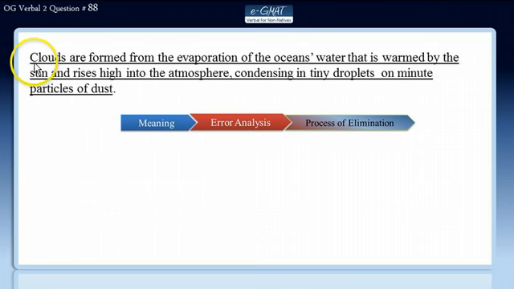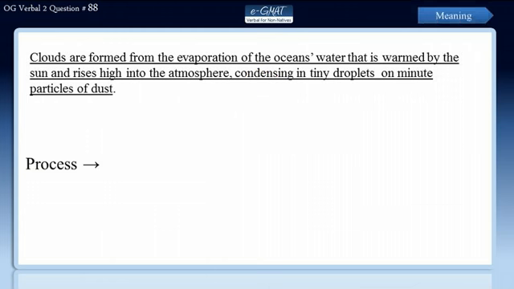So let's begin. Clouds are formed from the evaporation of the ocean's water that is warmed by the sun and rises high into the atmosphere, condensing in tiny droplets on minute particles of dust. This sentence presents the process of cloud formation. However, notice that the order of the events that lead to cloud formation is not written in the correct chronological order. That leads to a little ambiguity in understanding the meaning of the sentence.